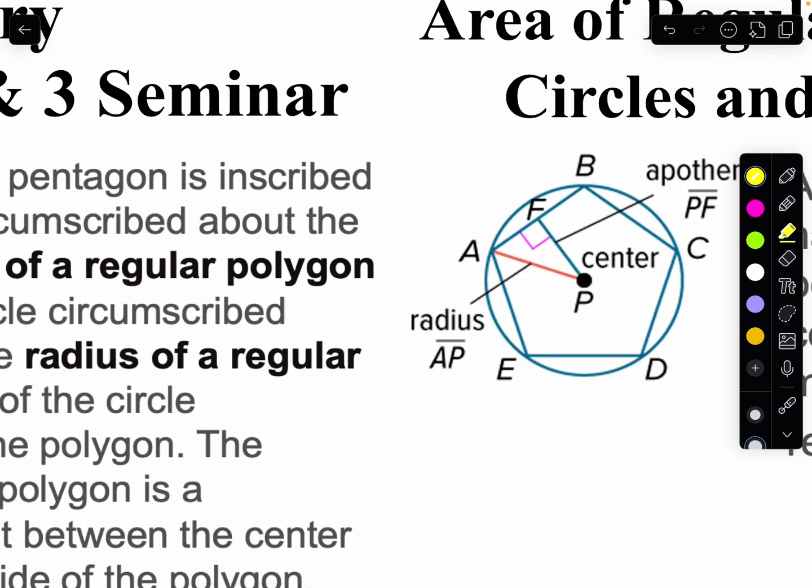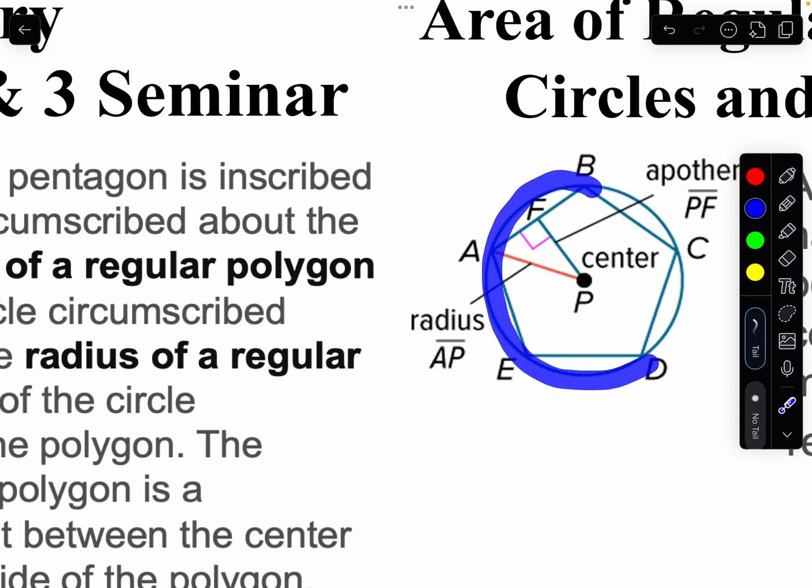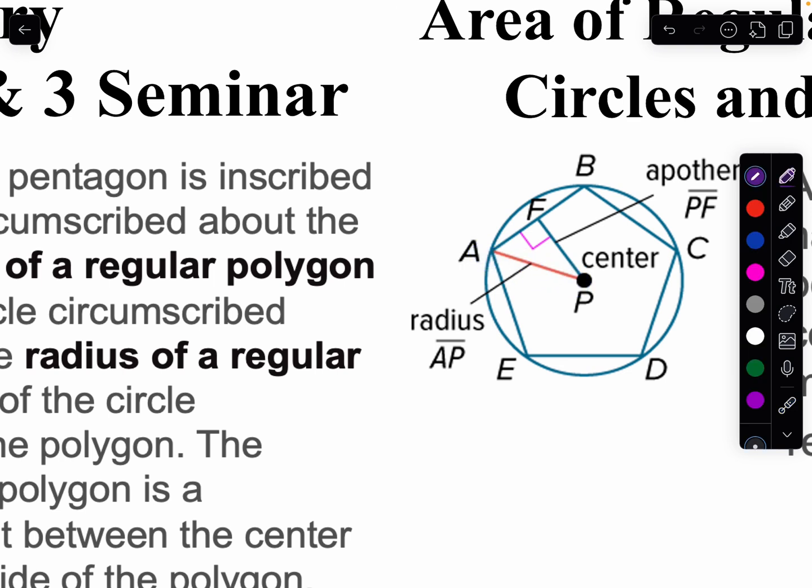A regular polygon, remember, has all the sides congruent and all the angles congruent. The center of a polygon is the center of your circumscribed circle. So the center of this circle is the center of my polygon. The radius of my polygon is the same as the radius of the circle. And notice I can draw in all these radii.